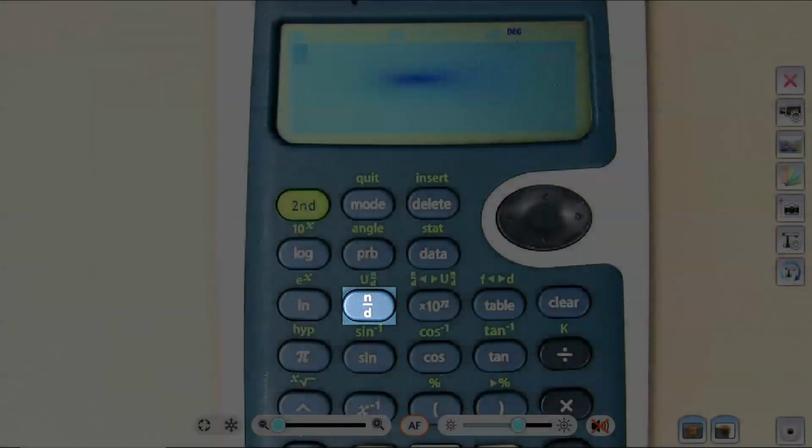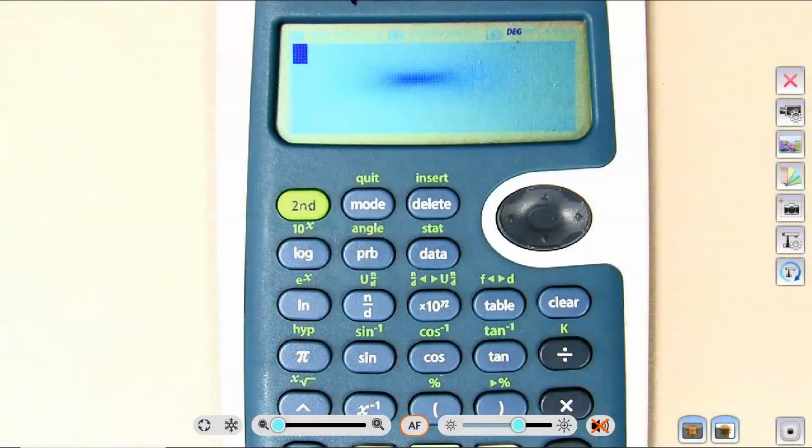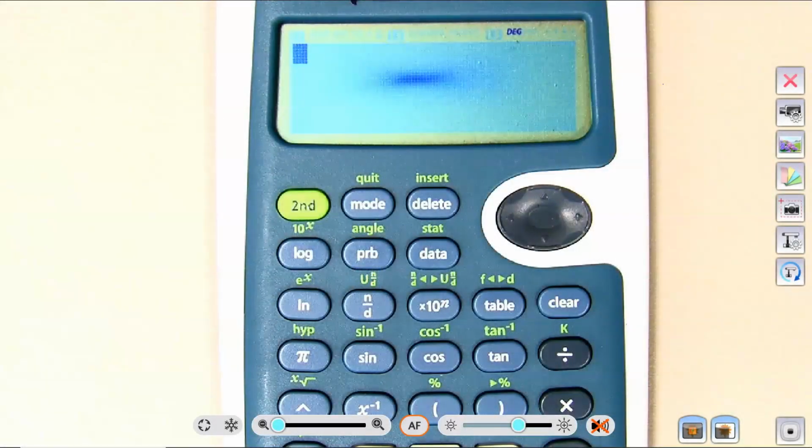Third, note the calculator button labeled N over D that looks like a fraction. It is known as the fraction key, where N stands for numerator and D stands for denominator. Directly above the fraction key, you'll notice that the same key can access the mixed number function when pressed after the second function calculator key.